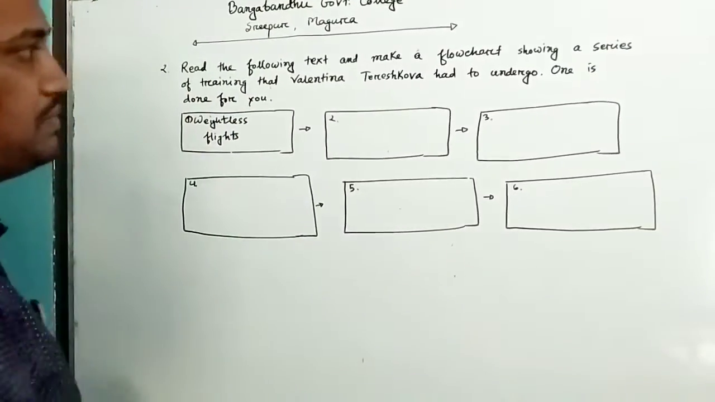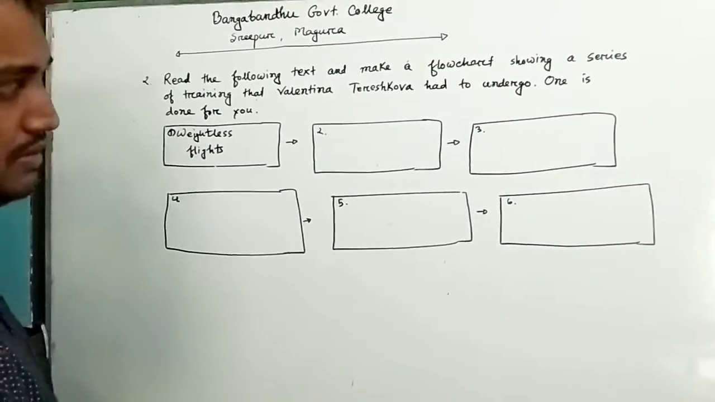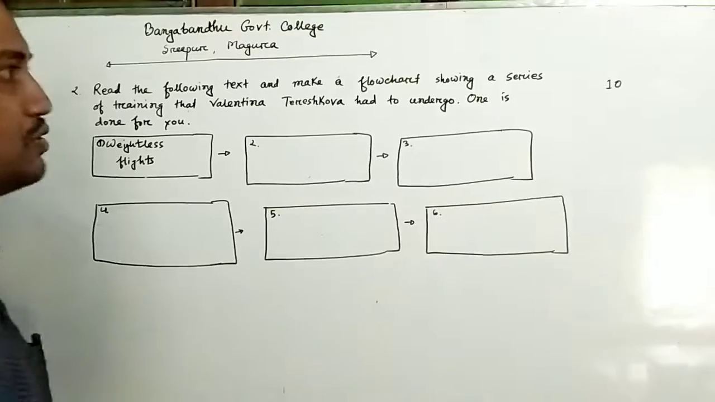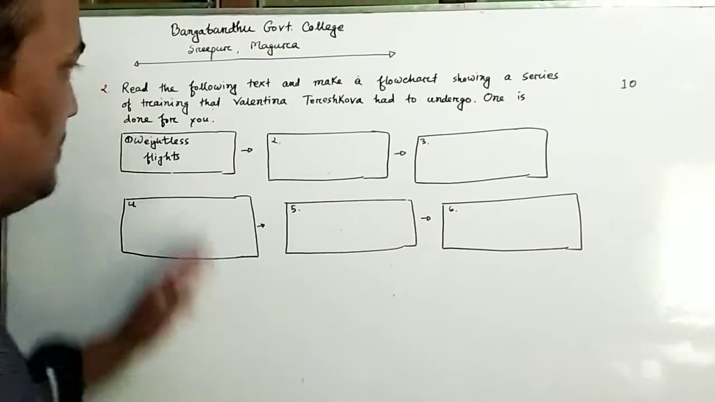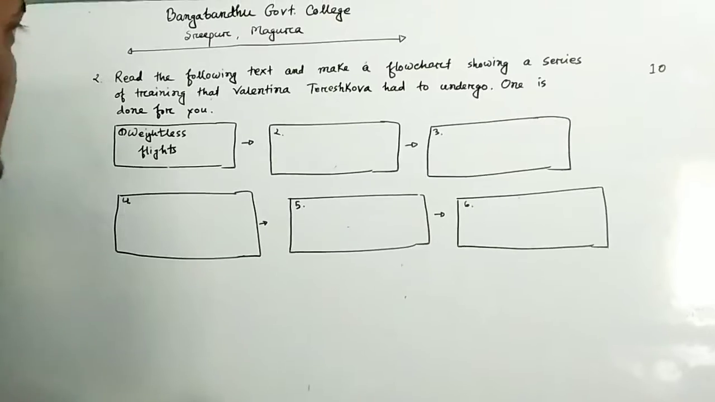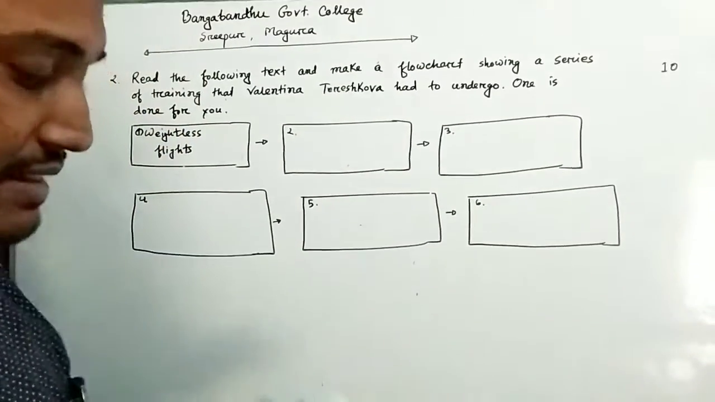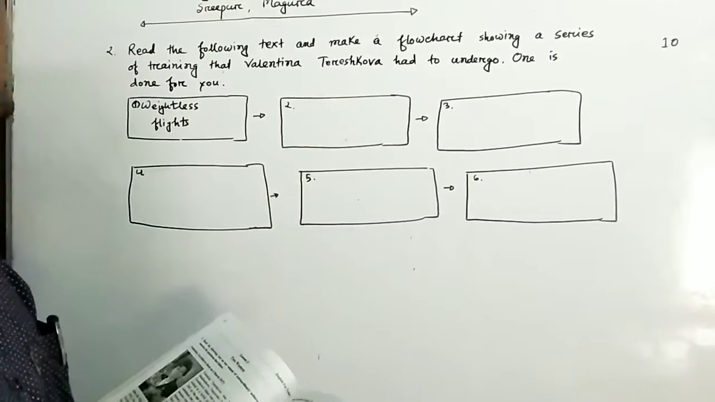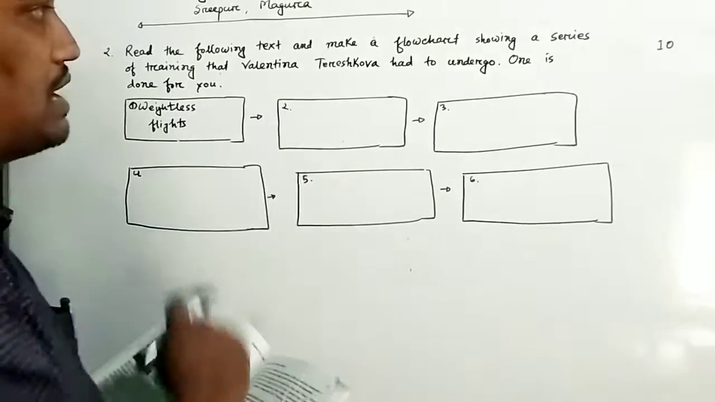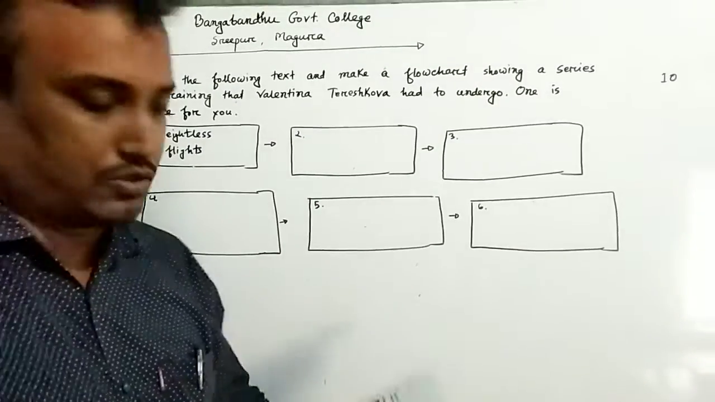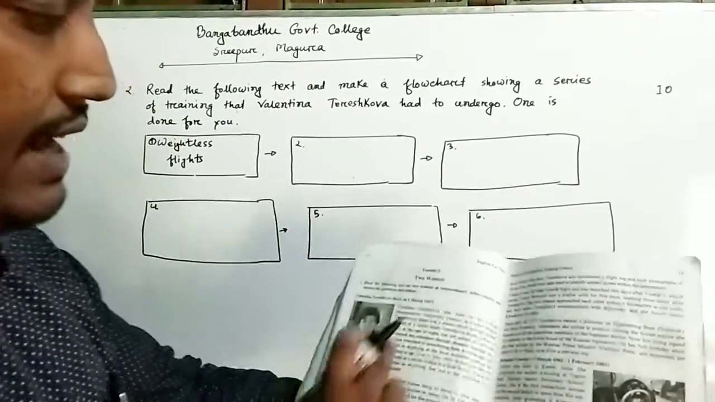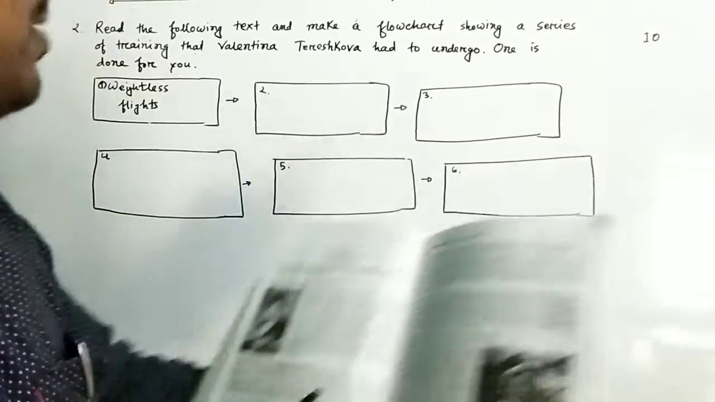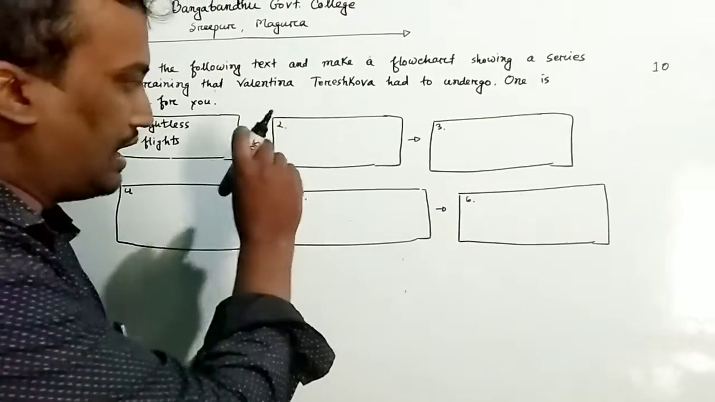So this question has been included in your first paper, and the mark will be 10 marks in this question. I have already drawn this flowchart according to the question, and suppose there is the text in this question. Read the following text and make a flowchart showing a series of training that Valentina Tereshkova had to undergo. One is done for you. So suppose below this question there is the text. After reading this text, you have to mention the answer.